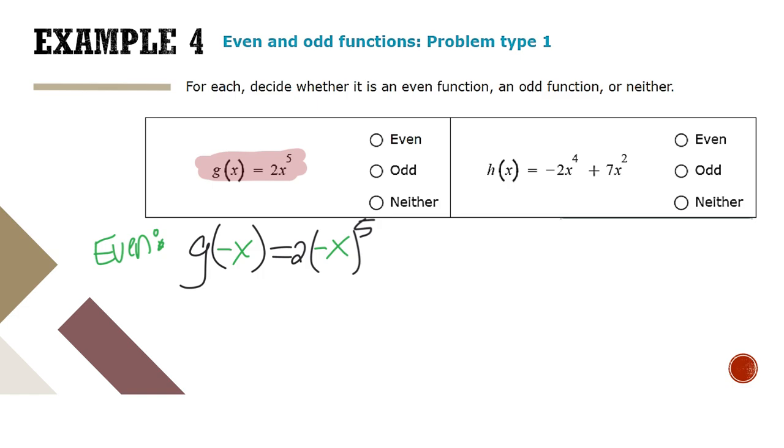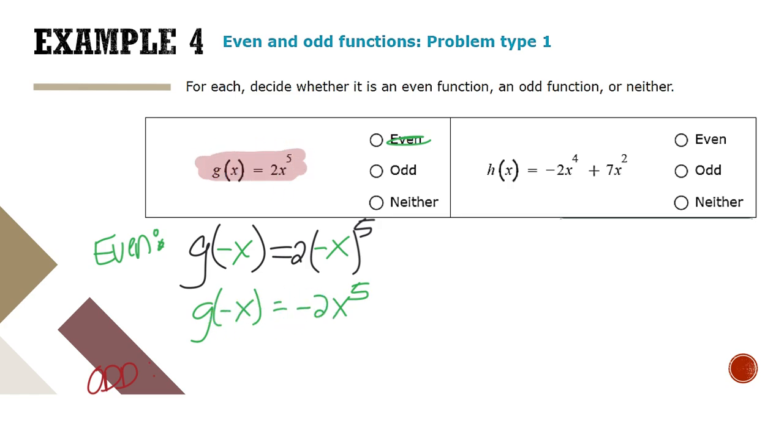So is it even? We have g of negative x is equal to, well, if we have negative x to the 5th, that's 5 negatives, and it still remains negative. So it's negative 2x to the 5th. Notice how this is not that. Therefore, it is not even. Nope, not at all.